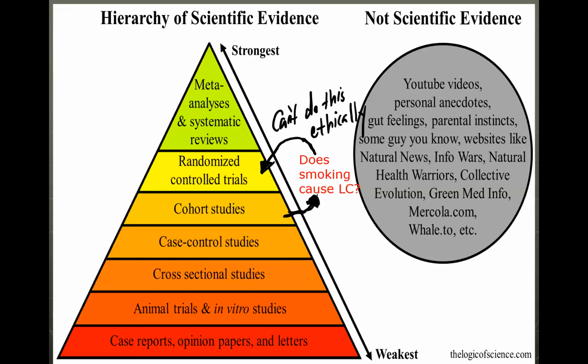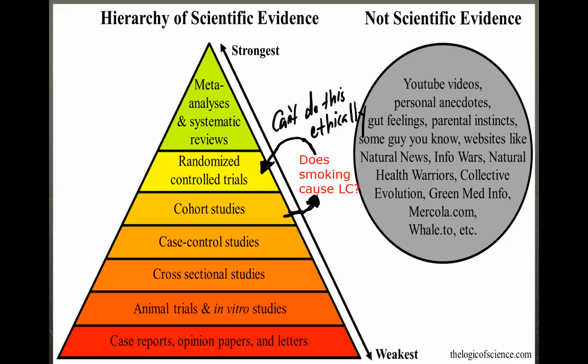So here's a nice pyramid that's showing you how you figure out if something is scientifically true. At the bottom of this pyramid would be things like individual reports. That would be like someone going on YouTube saying, "Oh, I had this diet and this diet cured me and I lost a whole bunch of weight on this diet." That is very weak evidence. That's at the bottom of the pyramid.